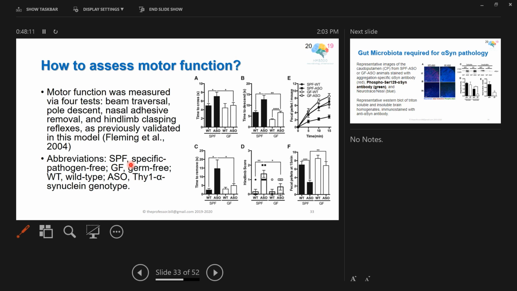The only thing I want you to know, not the size, but where would you expect to see bigger differences? In an animal that has overexpressed alpha-synuclein that has an intact gut microbiome, or one that is completely germ-free? And I think we've covered that. You need a gut microbiome to see these effects.